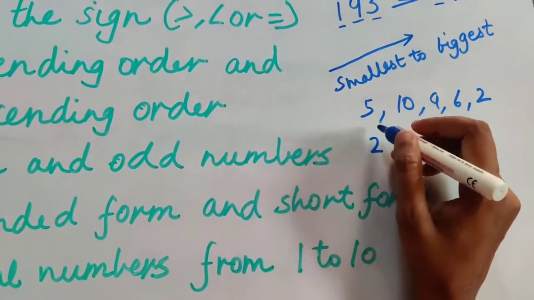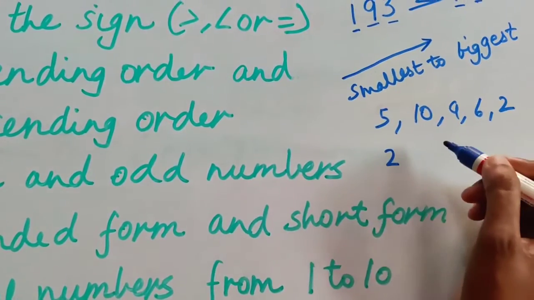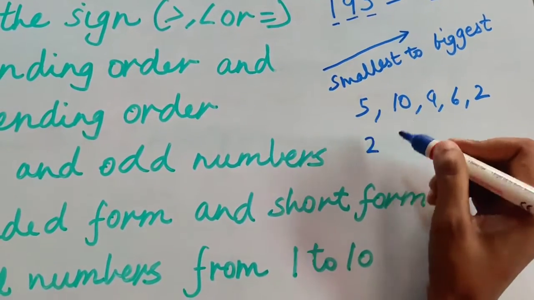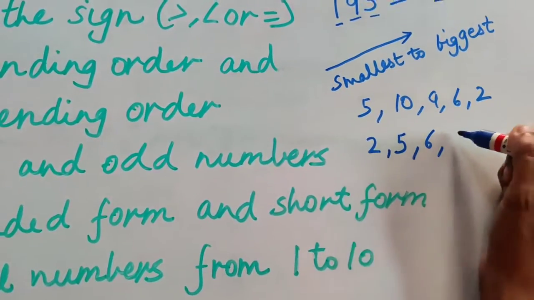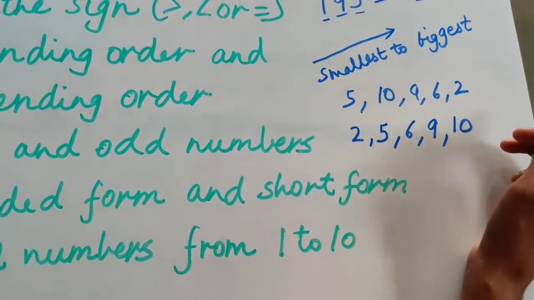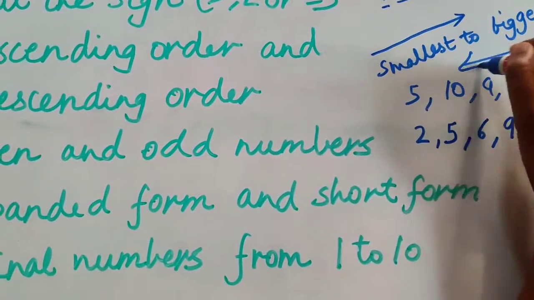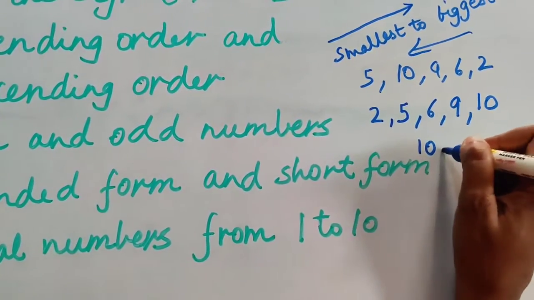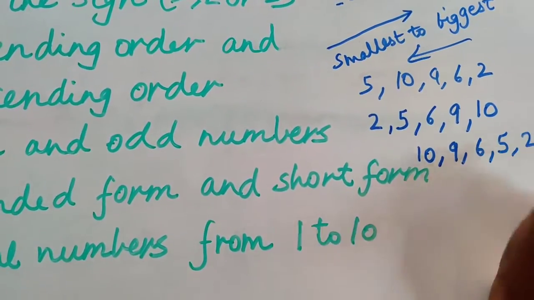Then the second biggest number. The second number will be 5 or 6 or 9 or 10. So 5. Then 6. Then 9. Then the greatest number is 10, in this way, है ना? और descending order means descending इसका उल्टा होता है, that is biggest to smallest. तो सबसे बड़ा नंबर यहाँ पे क्या है? 10, then 9, then 6, then 5, then 2, right?